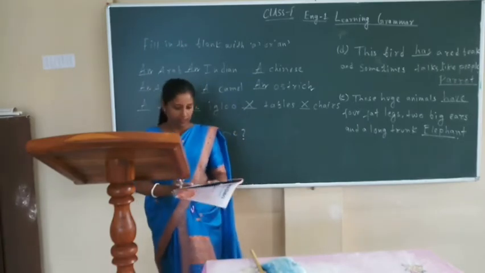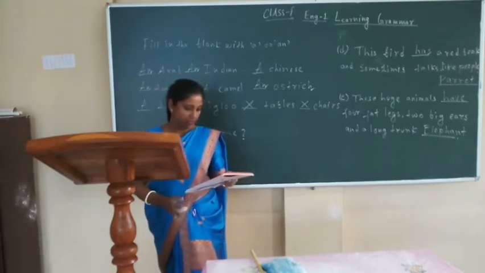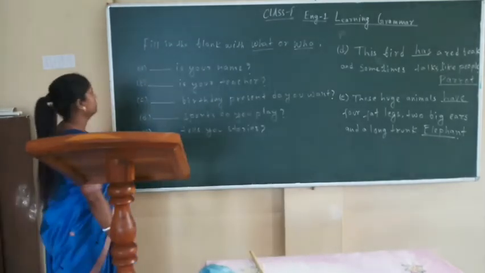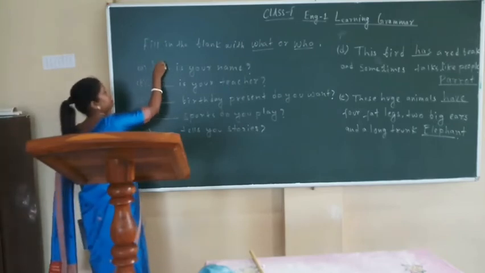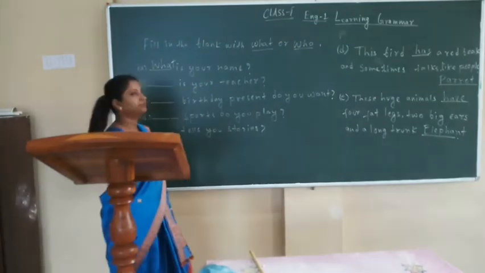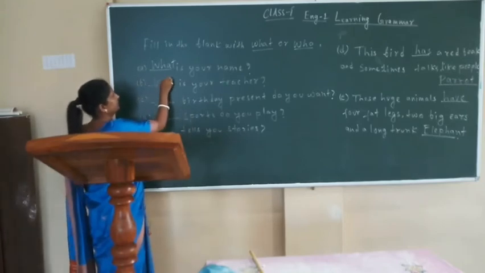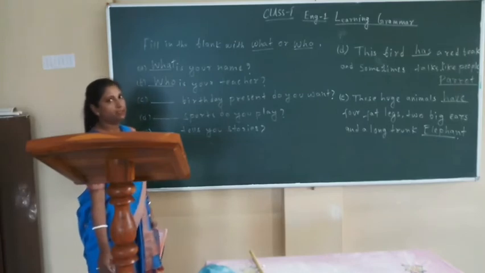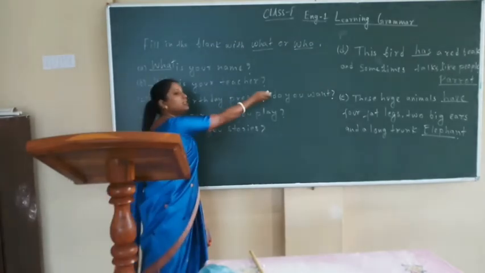Now go to page number 68 from your textbook. You will get some fill in the blanks. For example, what is your name, isn't it? What is your name? Say your name. B number. Who is your teacher? Here, who is used, asking about people, isn't it? Who is your teacher? Say your teacher's name.